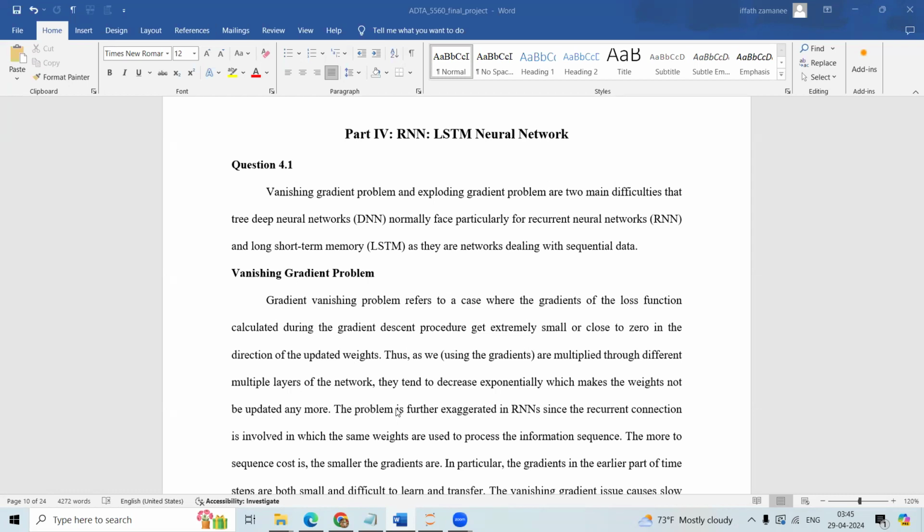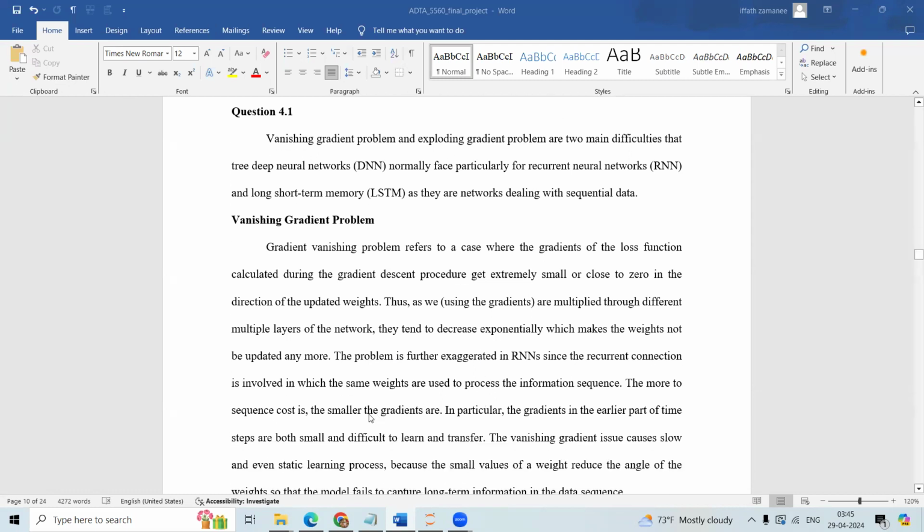The problem is further exaggerated in RNNs since the recurrent connection is involved, in which the same weights are used to process the information sequence. The longer the sequence is, the smaller the gradients are. In particular, the gradients in the earlier time steps are both small and difficult to learn and transfer.